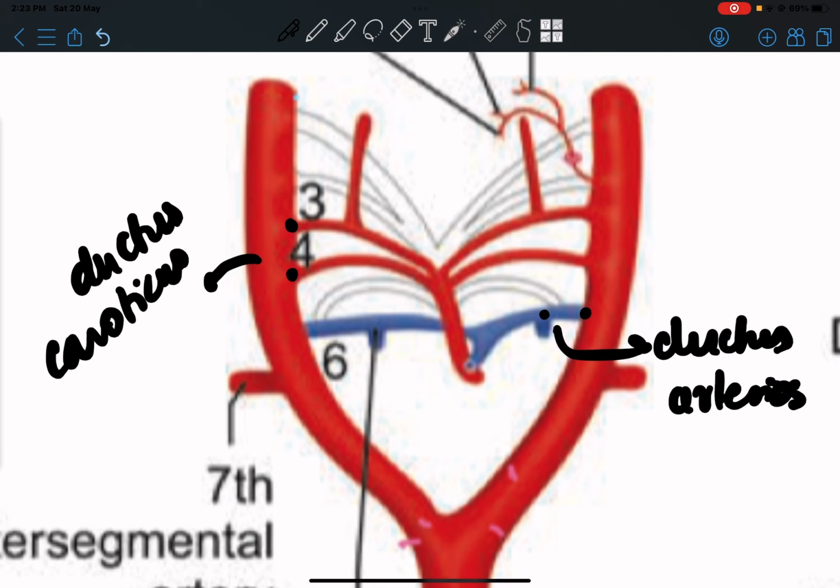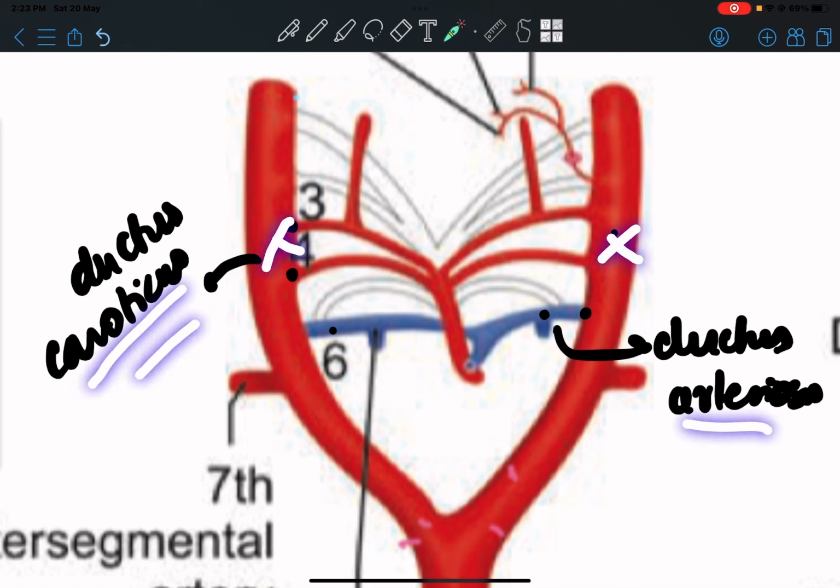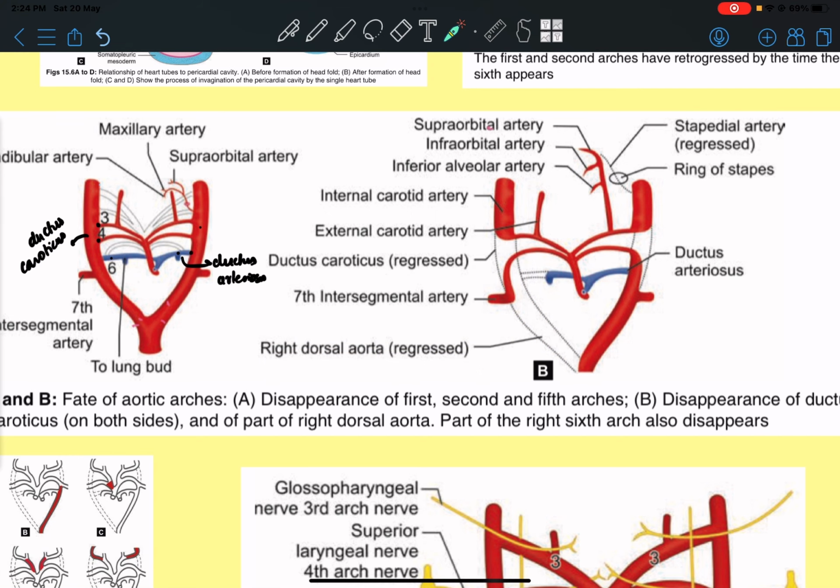Obviously, these are all there on both the sides, but what happens is there is a disappearance of ductus caroticus on both the sides and ductus arteriosus on the right side. Okay, so it comes to appear somewhat like this. Your ductus caroticus has disappeared on both the sides and your ductus arteriosus has disappeared on the right side. What else has disappeared? The right dorsal aorta. So from the point of attachment of the fourth arch artery till the fused dorsal aorta, the whole right dorsal aorta has regressed or disappeared. Okay, so all those things are disappeared.